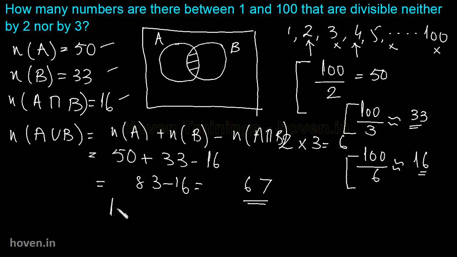And the remaining is 100 minus 67. So this will be 33. So there are 33 numbers between 1 and 100 that are divisible neither by 2 nor by 3. So this is how we solve this question.